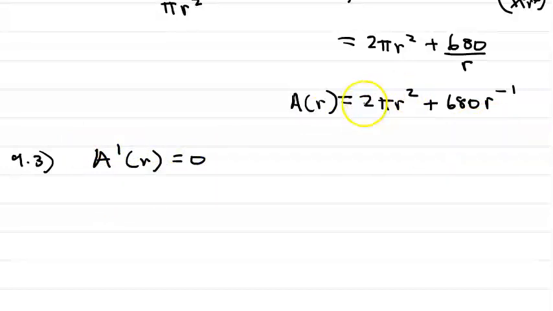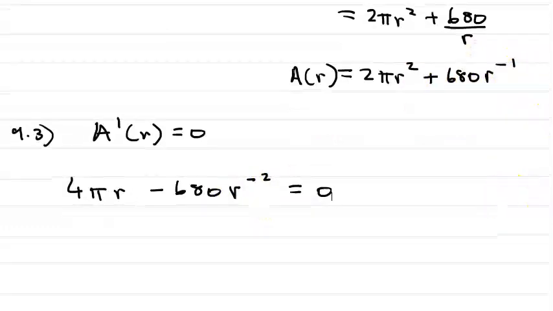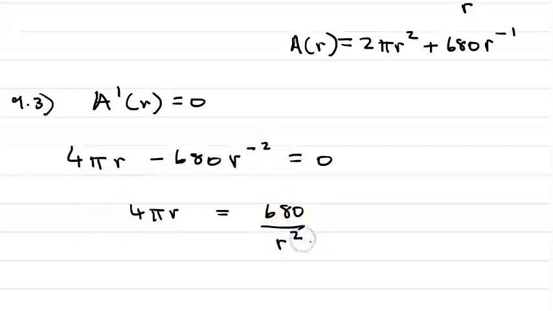Find the derivative. 2 times 2 is 4 pi r. We'll be subtracting 1 from the power, and here it will be minus 680 r to the minus 2 equals 0. Minus 1 times 680 is minus 680, and minus 1 minus 1 is minus 2. So I'm simply differentiating using the rule. Now let's solve for r. We're going to get 4 pi r equals 680, and at the same time let's take r to the minus 2 to the bottom. It will become r squared.